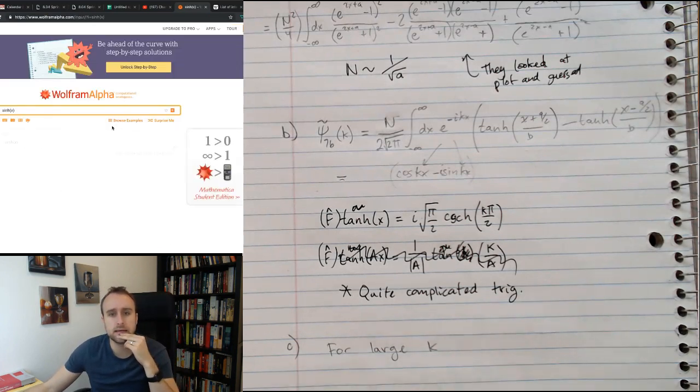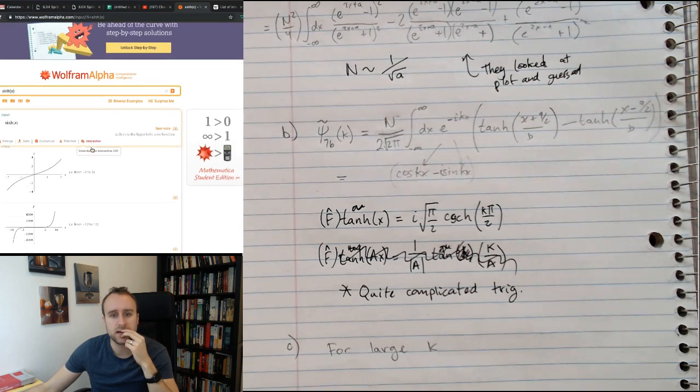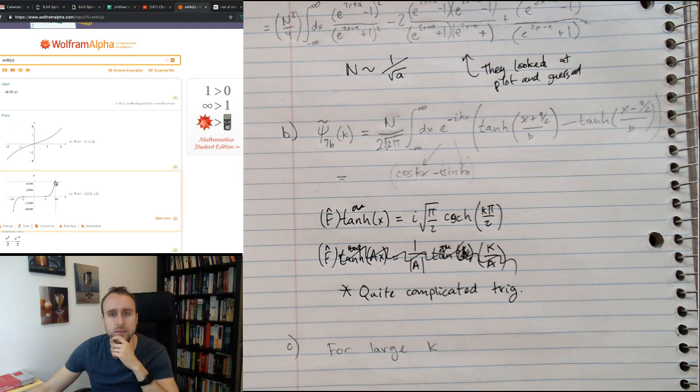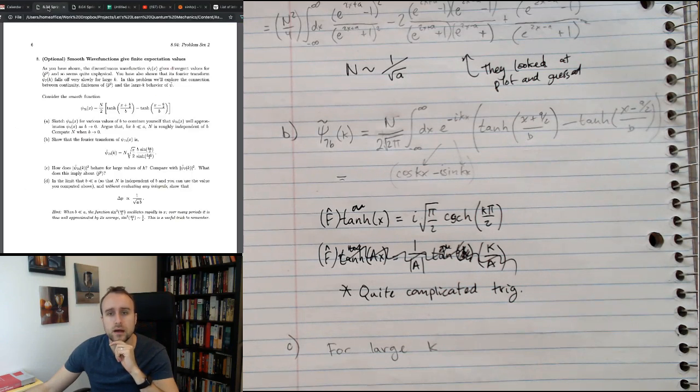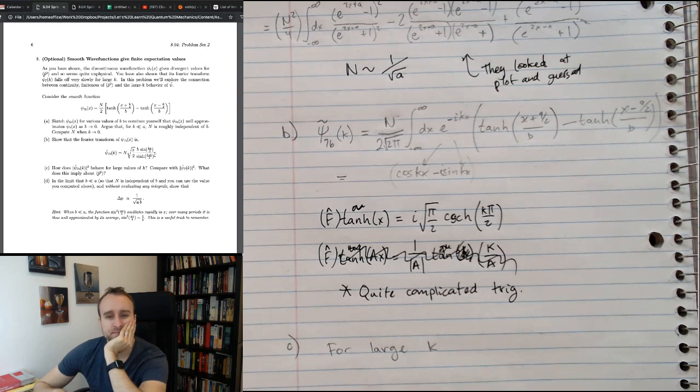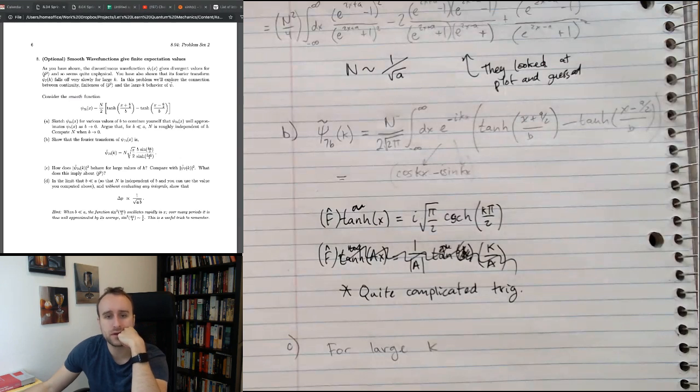Hyperbolic sine goes like this. So it's going up and up and up and up. So for large k, this is increasing. It's getting smaller. Momentum squared. Oh, is it showing on the screen here? Yeah, okay.